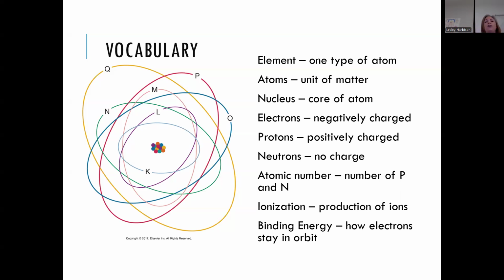Atoms are a unit of matter, so we're zooming down into just those microscopic individual units. Then we talked about the makeup: nucleus, electrons, protons, neutrons. Atomic number is the number of the protons and the neutrons. I don't really visit that. The book talks about it because the atomic number correlates ultimately with the density of the matter, which affects how X-rays are absorbed.